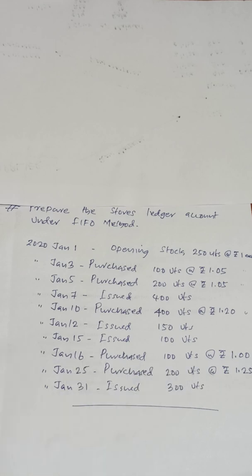So this is the problem. Here we are going to solve this problem on the basis of the FIFO method, that is, first in first out method. So let us see how it can be solved.